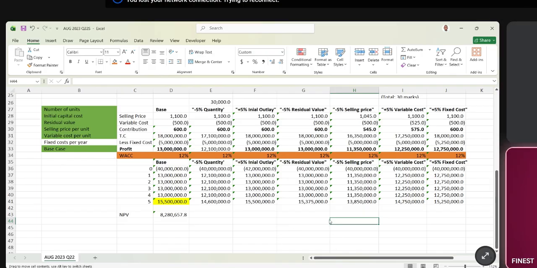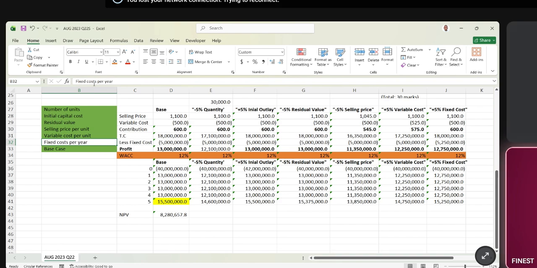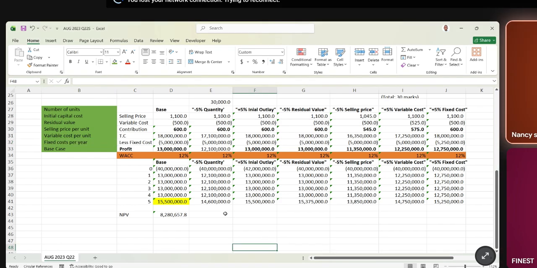Now, kuna hii kitu nimebold hapa, nimeiweka purposefully. So tumemaliza. There's nothing else.